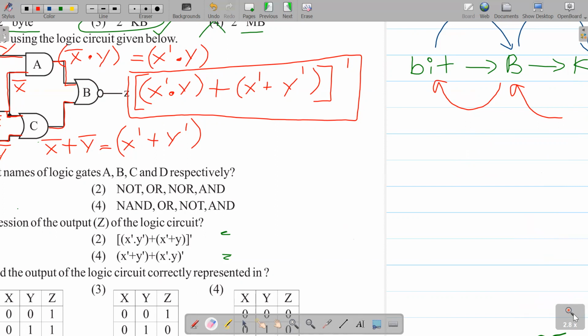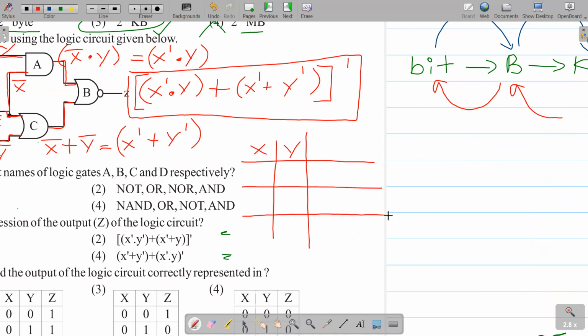Okay, so in the entire expression, I got only 2 variables. So in my truth table, there will be only 2 inputs. That means 4 combinations are going to be there. Right, so 0, 0, 1, 1, 0, 1, 0, 1. First of all, I'm considering this first bracket over here.